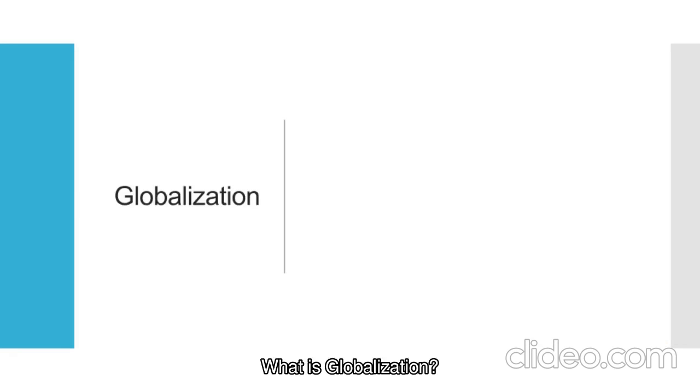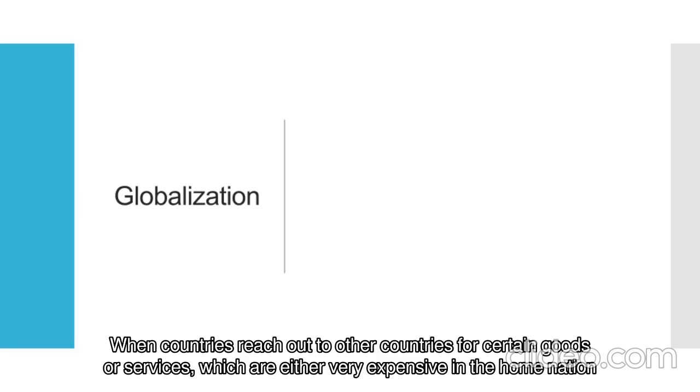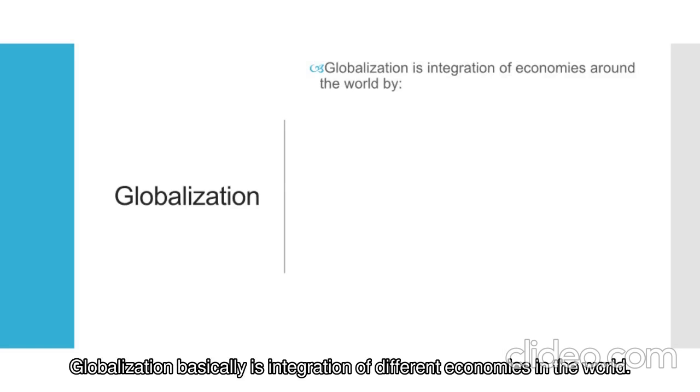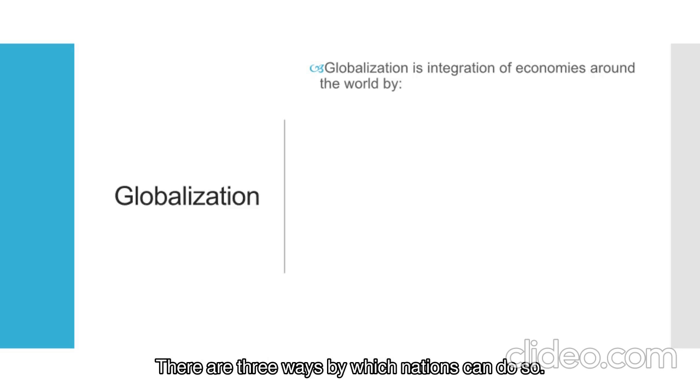What is globalization? When countries reach out to other countries for certain goods or services, which are either very expensive in the home nation, or there are not enough resources to produce them, it is said that a nation is going global. Globalization basically is integration of different economies in the world. There are three ways by which nations can do so.